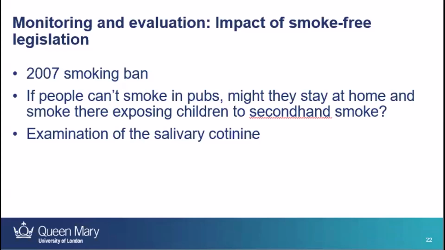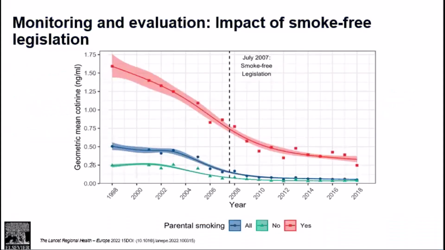It's not just asking people, do you smoke at home, but actually being able to tell, are these children exposed to secondhand smoke? And here is the graph that shows the monitoring. So you can see really that there was nothing to worry about. The red shows the households where the parents smoke. And so this is the salivary cotinine for children. The children of parents who don't smoke are in green, but the important group here are the children whose parents do smoke. And if those parents were now smoking at home, then you might think that those children were going to be more exposed, but actually they're less exposed.